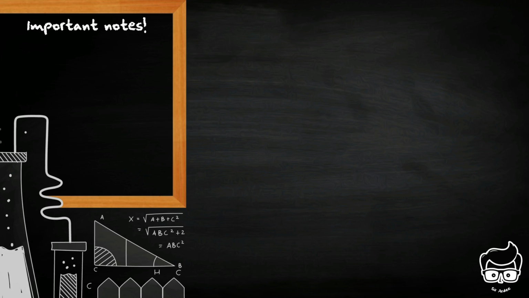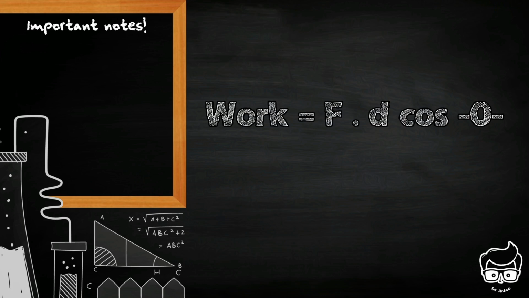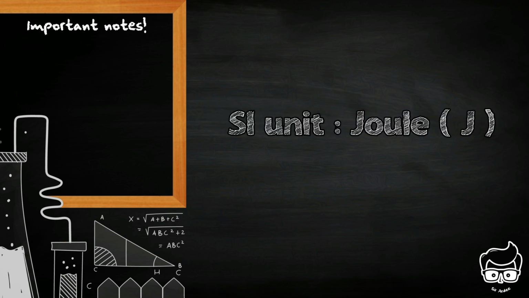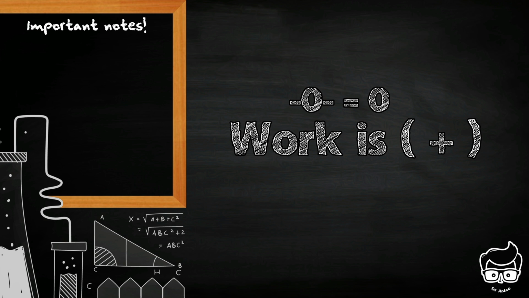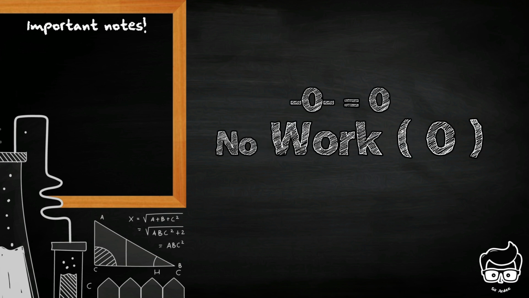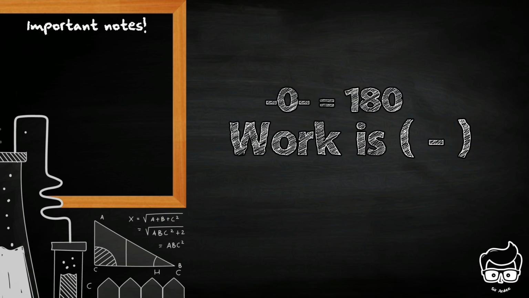Before we end, let us have a quick review. Work is equal to force times displacement cosine theta. The SI unit for work is joule. When the angle is equal to 0, the work is positive. When the angle is equal to 90 degrees, no work is done. When the angle is equal to 180 degrees, work is negative.